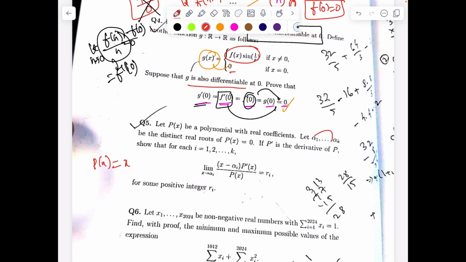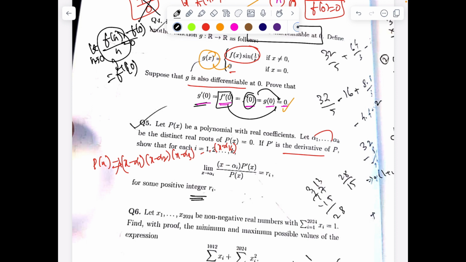See, p of x you can write as, since alpha 1 to alpha k are distinct real roots, it can be written as lambda times x minus alpha 1, x minus alpha 2, x minus alpha 3, till x minus alpha k. Now p dash is the derivative of p. So what you can do is you can directly take the derivative, or first you can take mod on both sides and then take log.